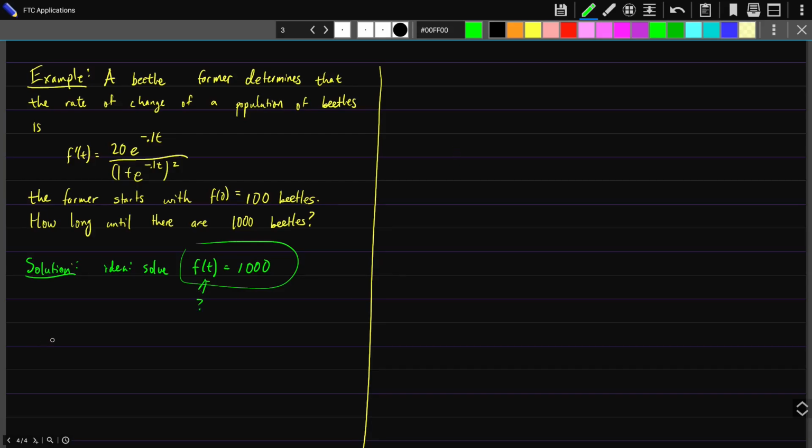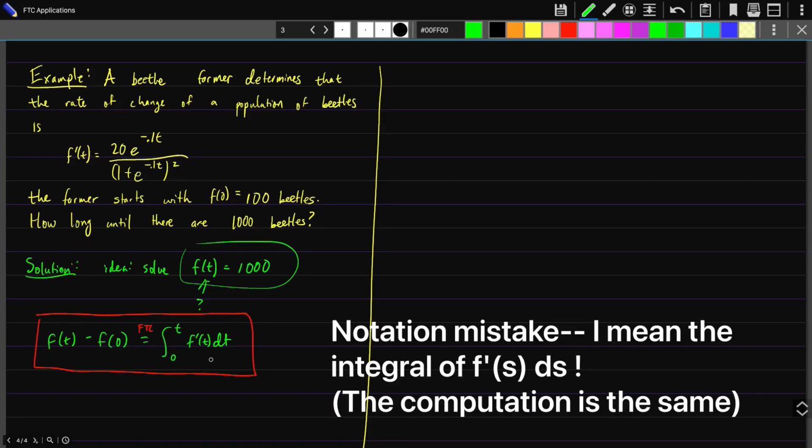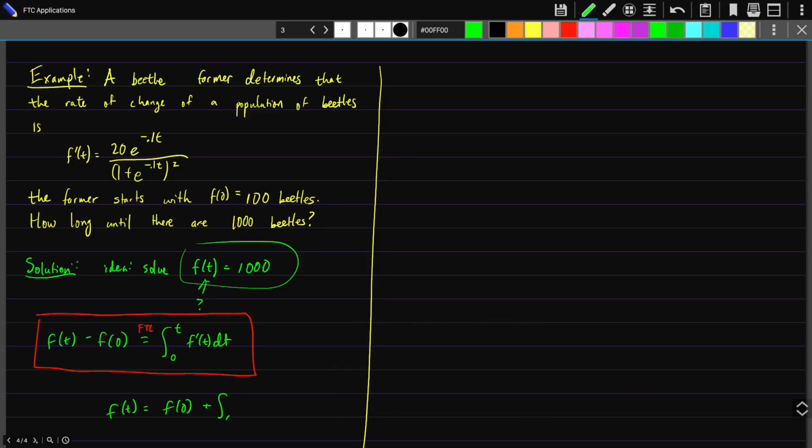Fortunately, the FTC has something to tell us about the subject. Specifically, it says that f of t minus f of 0 is the integral from 0 to t of f prime of t dt. So we can rearrange that FTC statement into an expression that gives us our function f of t. That is, f of t is equal to f of 0 plus the integral from 0 to t of f prime of t dt. From there, we'll plug in the information the problem gives us to get f of t is 100 plus the integral from 0 to t of this ugly integrand.